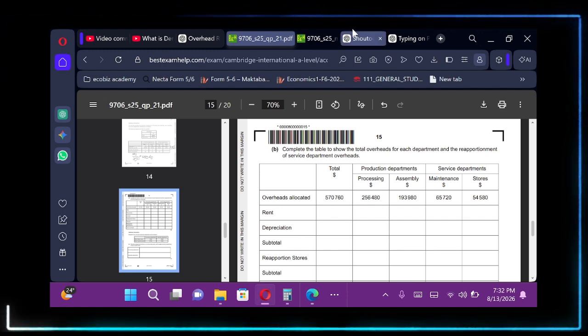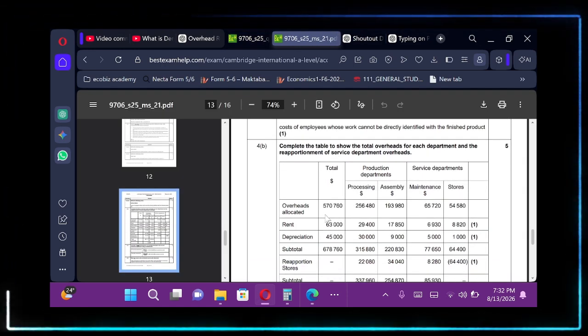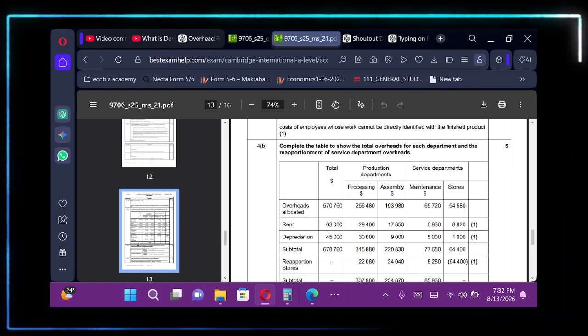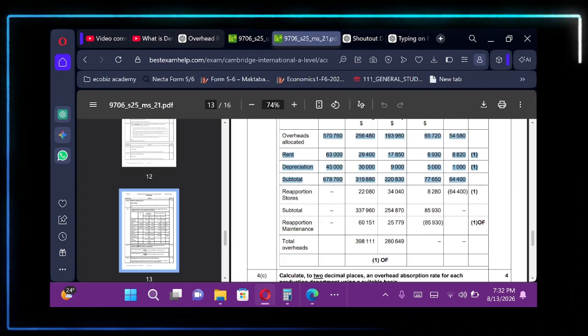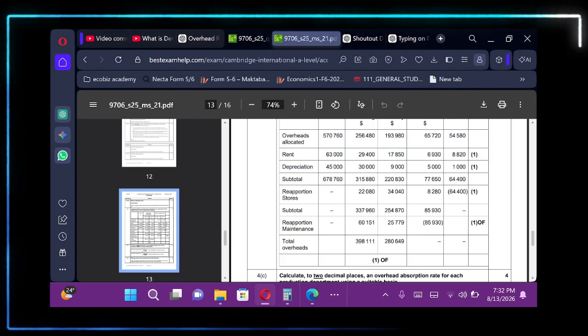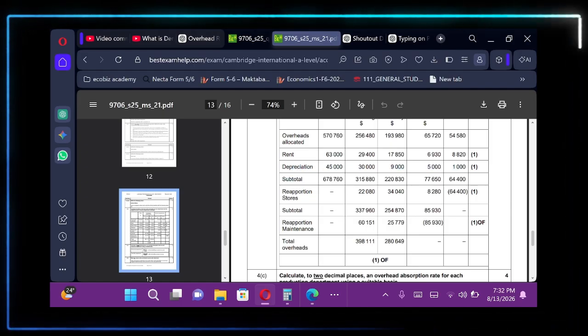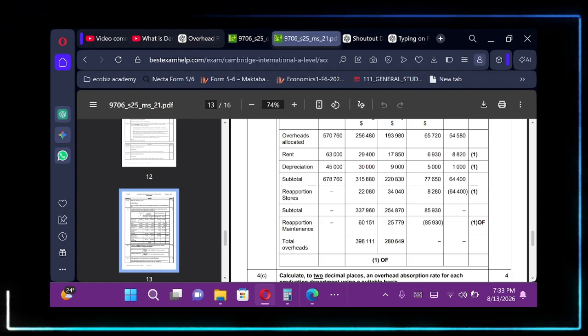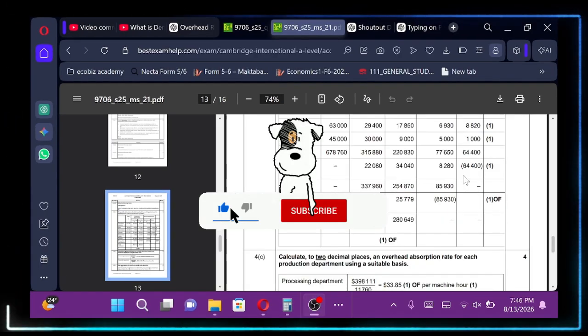So now let us check in the marking scheme. Okay, as you can see, so far we've got it correct up till there. So as you can see, guys, each row has 1 mark, from the rent to depreciation. For the subtotal we don't have any marks because we're just finding the total.